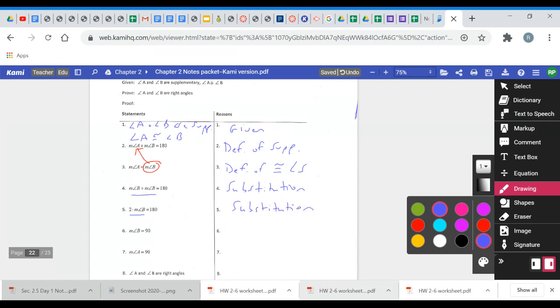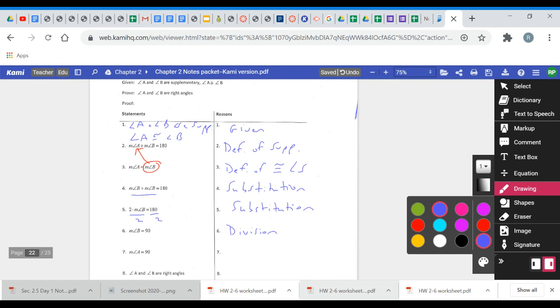All right, from there, we can see that what is being done is dividing by 2 on both sides. Again, you can do whatever you want to an equation as long as you do the same thing on both sides. So we get measure of angle B is equal to 90, and that's the division property.